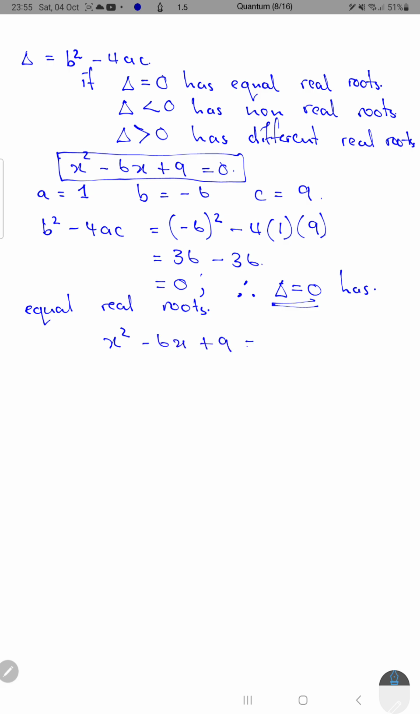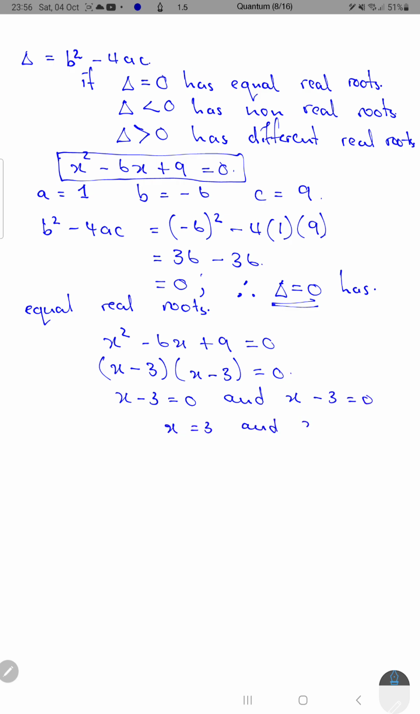So if you have from this trinomial, x squared minus 6x plus 9, we are expecting equal real roots. So if you factorize, x minus 3 is equal to 0 and x minus 3 equals 0. So x equals 3 and x equals 3. So we say x equals 3 twice.